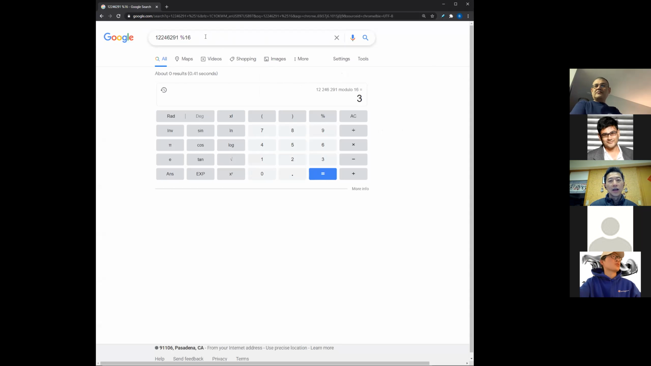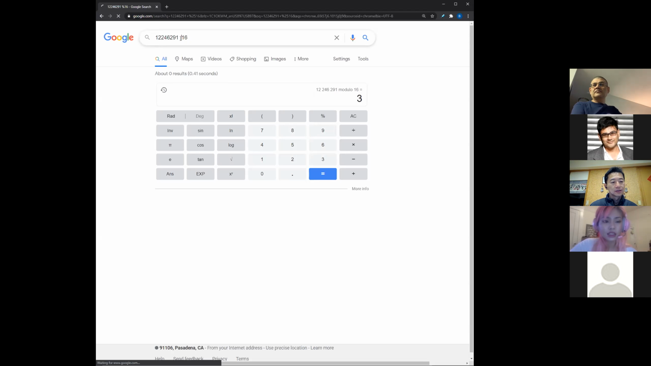Susanna, what should I do? I put the original number, and then I put a percentage 16, and then it gives me 3 as a remainder. Then what would be my next step if I don't know this number divided by 16? No, don't do it here. Just turn the percent into a slash and hit enter. It's doing the exact same thing that you were doing before.